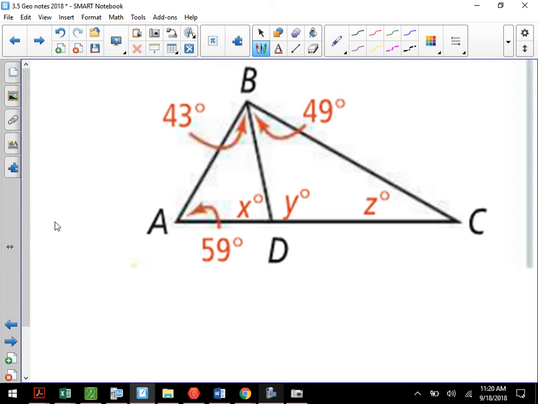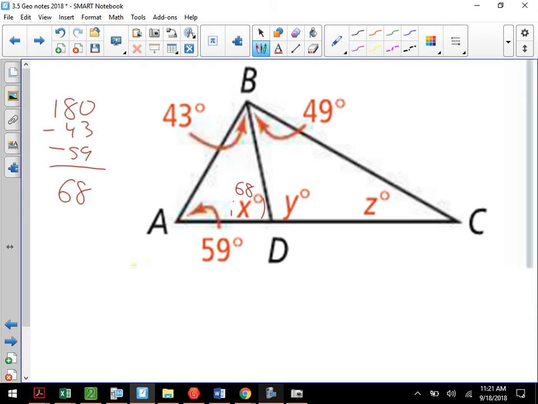You're welcome. Okay. What angle do you think is the easiest to find first? X. Why do you say that? If you start here at X, that's got to be 180. Subtract 43. Subtract 59. So press a couple buttons. What do you get? 68. Okay. If you do that, you get 68 for X.